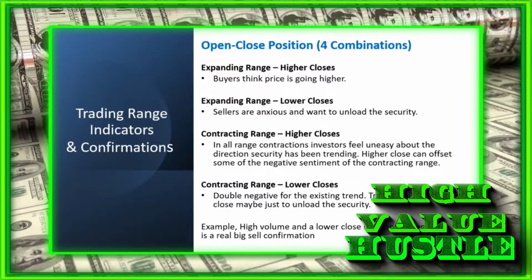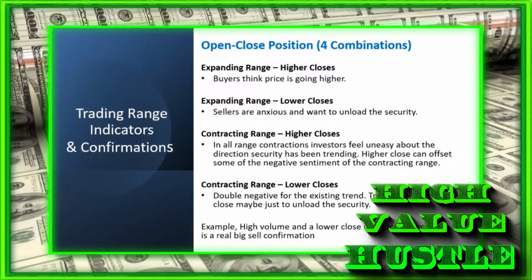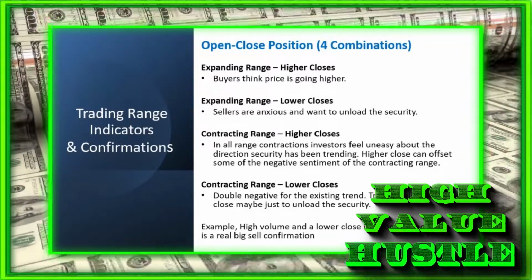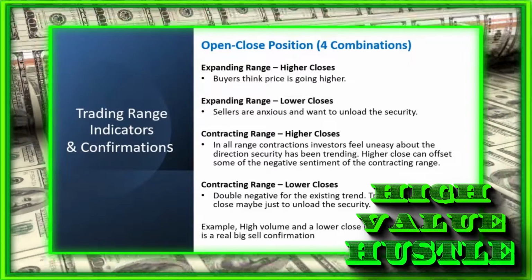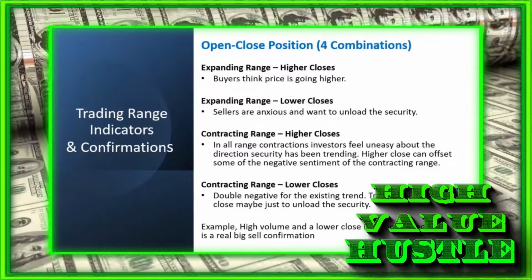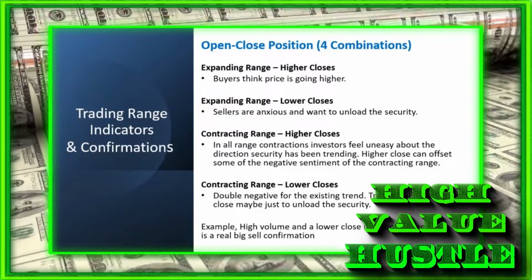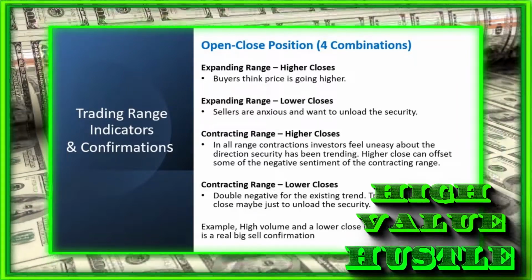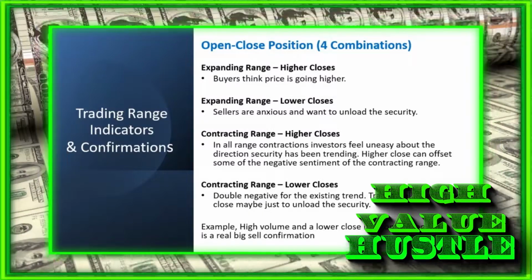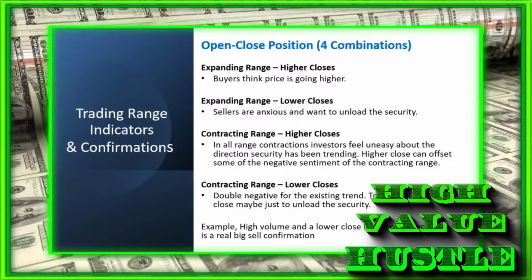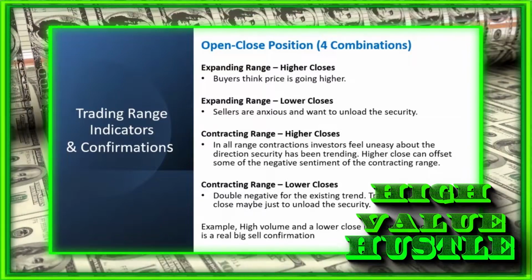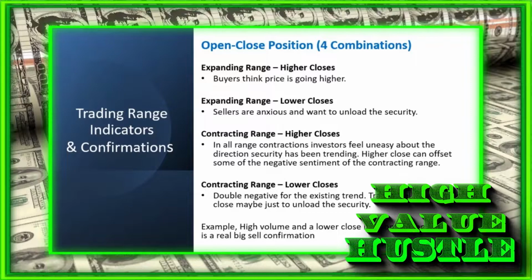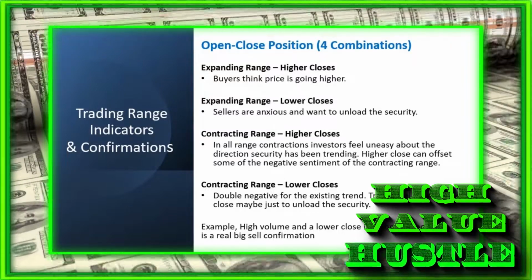There are really four combinations. You can have an expanding range, where the prices from high to low are expanding, and the closes are getting higher. That tends to indicate that buyers think the price is going to keep going higher. If the range is expanding, but the closes are getting lower, then sellers are getting a little more anxious and maybe wanting to unload that stock, thus the closes are getting lower. So you look at that expanding range with either higher or lower closes.